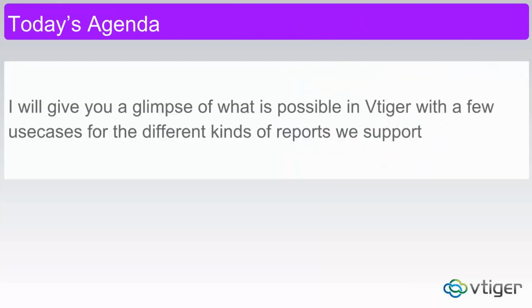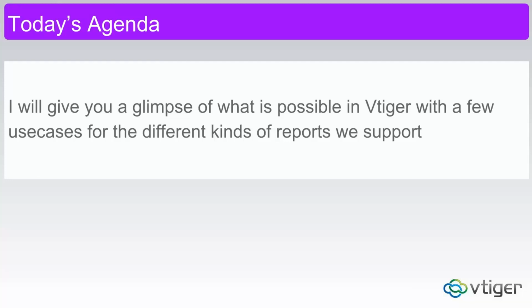So today's agenda. What I'll try to do is give you a glimpse of what is possible in Vtiger with a few use cases for the different kinds of reports we support. It's going to be pretty challenging for me to cover all kinds of reports, so we will look at a few concrete examples because you can really mix and match and slice and dice data any way you want.